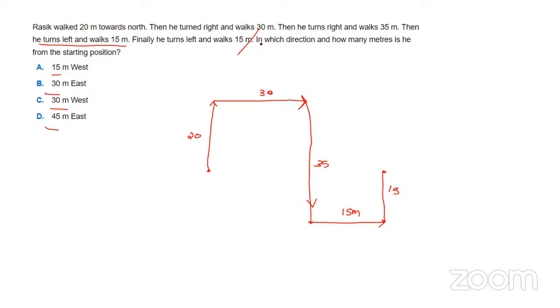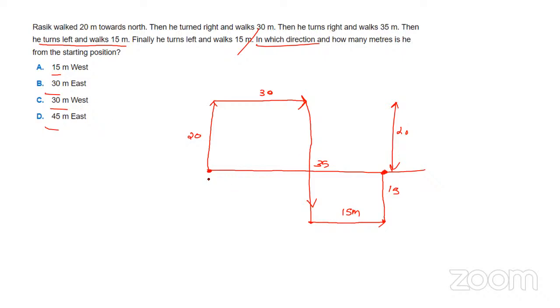The question is, in which direction and how many meters is he from the starting point? So we know this is the starting point and they are in the straight line, I think. It's a point here because we know that the total distance is 35. When you go up 15, he will be at the position of 20 here, right? So it's in the same line as the starting point. So he will be at the west.